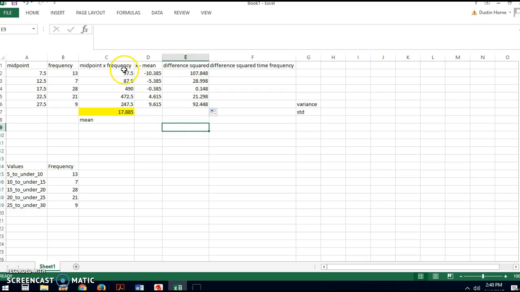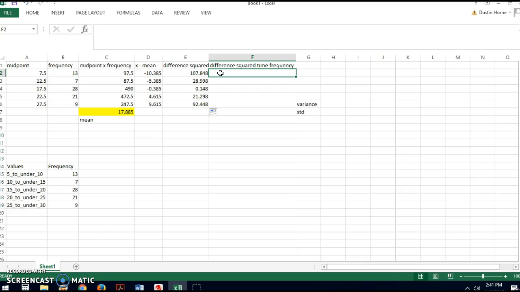So basically, I went from the midpoint, which is your x value, minus your mean, which is 17.885. So 12.5 minus 17.885. 17.5 minus 17.885, that's where these numbers came from. Then all I did was square these numbers. So if you're doing this in the calculator, you would type this number times itself or this number squared. Anytime you square a negative number, you get a positive number.